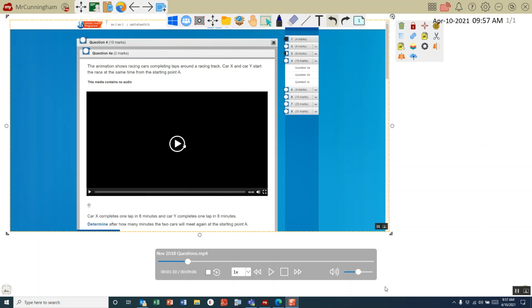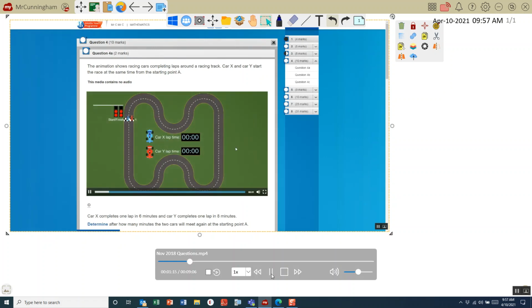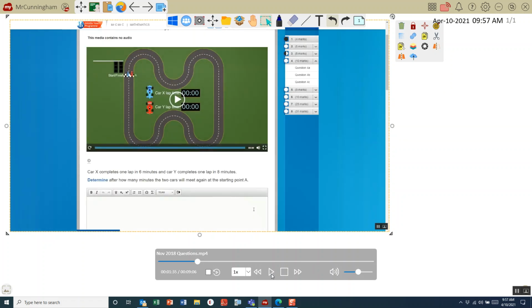This is question 4 from the November 2018 Standard Level Mathematics E-assessment for MYP. And we've got an animation of two cars going around a track, so let's have a watch. So the blue car gets around the track in 6 minutes and the red car gets around the track in 8 minutes. So let's see what we have to do.